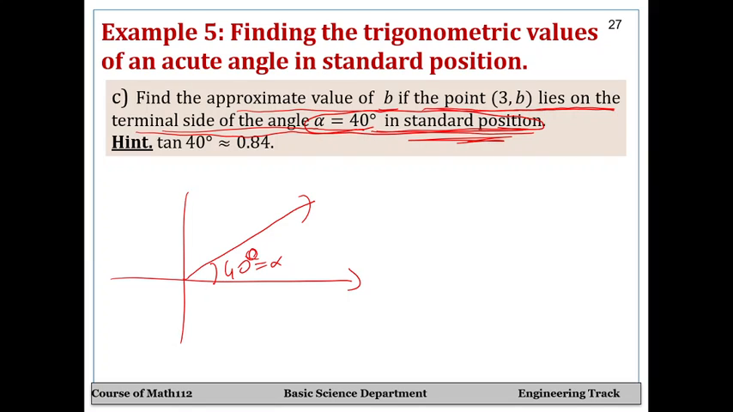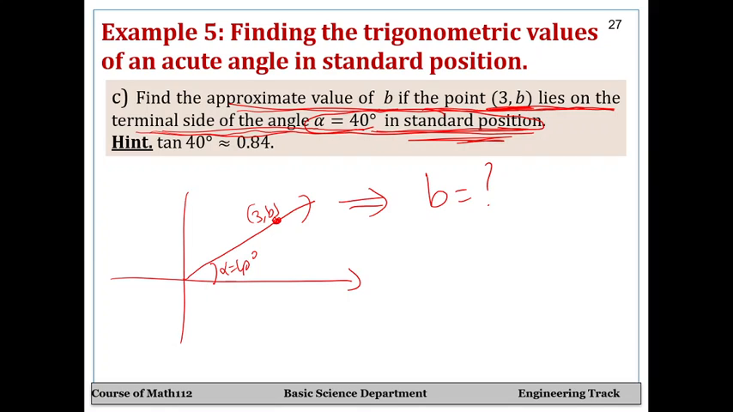And then it says the terminal side has this point. (3, b) lies on the terminal side. This is the terminal side of this alpha. So (3, b) is there. Okay, now (3, b) is a point there. I'll fix this alpha equal to 40 degrees, and (3, b) is a point there. And now it says, if this is the case, what is the approximate value of b?